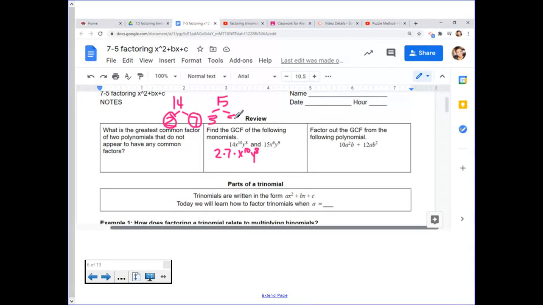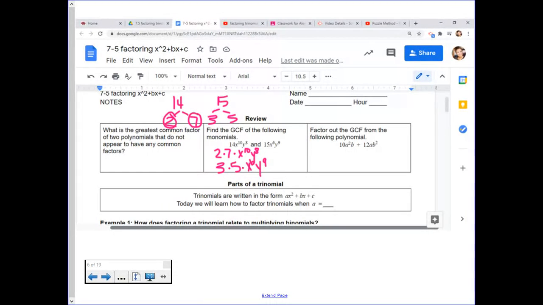15 is 3 times 5, and then we have x to the 6th power, y to the 9th power. So what I notice is we have no numbers in common. We don't have any numbers that there's pairs of, so we're not going to have any numbers in our GCF.